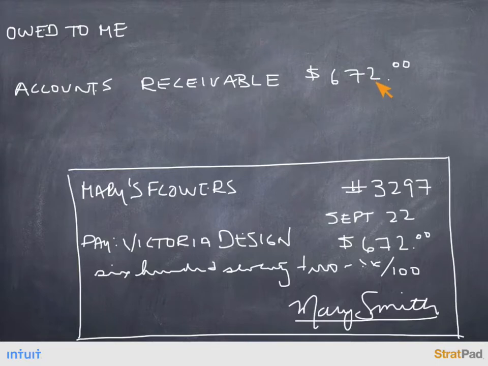So this looks pretty straightforward, right? So 672 here, and this check is worth $672. There seems to be a match. Okay, now can I go to the bank? Okay, well, not quite yet.